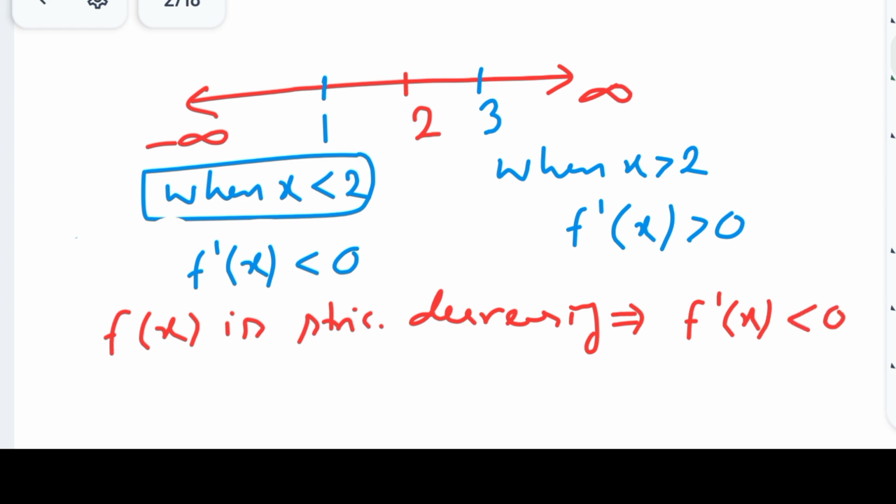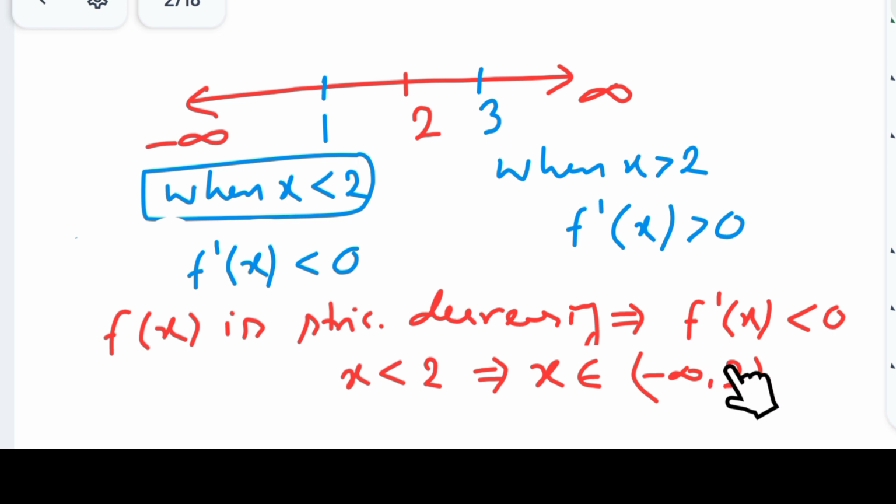And f dash x is less than 0 when x is less than 2. x less than 2 means x will lie between minus infinity to 2. Either you can write it in this way or in another way as well. You can write x belongs to minus infinity to 2, and I will write an open bracket because it is strictly decreasing, so I will not include this value. So the answer of this question is minus infinity to 2 in open brackets.